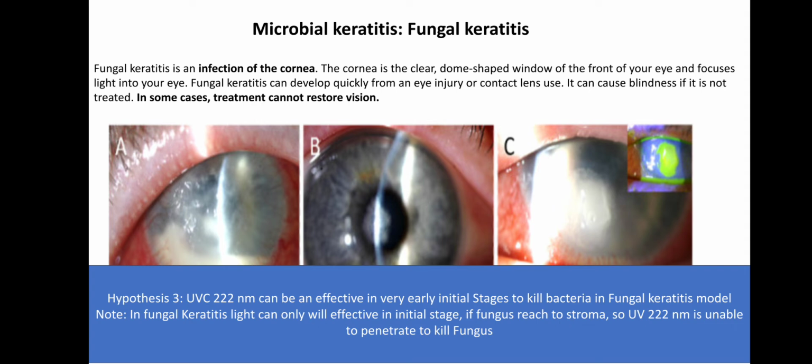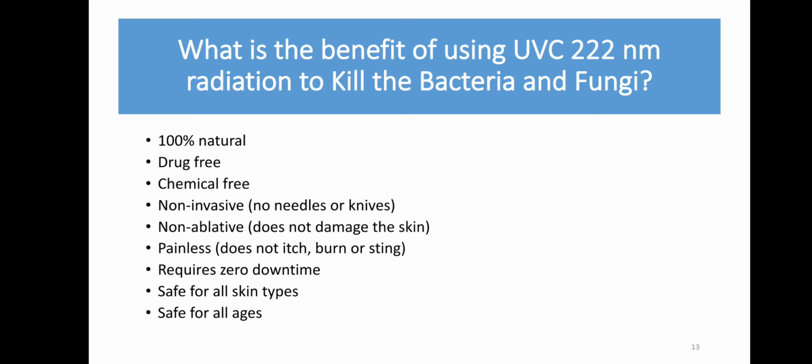This is microbial keratitis, fungal keratitis. Fungal keratitis is also an infection of the cornea, but we should know that this type of light can be used in early stages, otherwise vision can be lost, because the rays cannot penetrate deeply enough to kill the fungus in the cornea of a fungal keratitis patient, and in some cases treatment cannot restore vision. These are the benefits of using UVC 222 nanometer radiation light to kill bacteria and fungi.